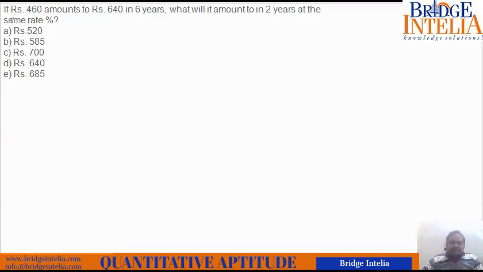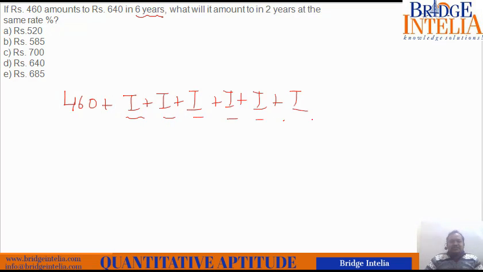Now this one: if rupees 460 amounts to rupees 640 in 6 years, what will it amount to in 2 years at the same rate? So it means you deposited rupees 460 in the bank and in 6 years, so 6 years means 6 installments of interest. Each year you are getting the same interest. So this is how 460 rupees became 640 rupees.